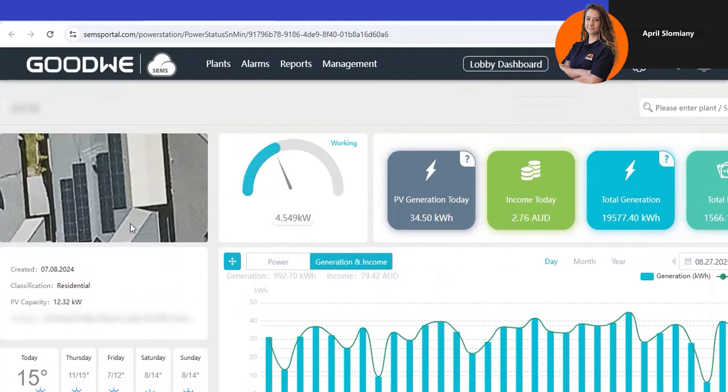So there is no home kit or battery connected to this one, but we can actually navigate over to a plant where the home kit is visible. And that will show us a bit more data on the load and export on the plant.